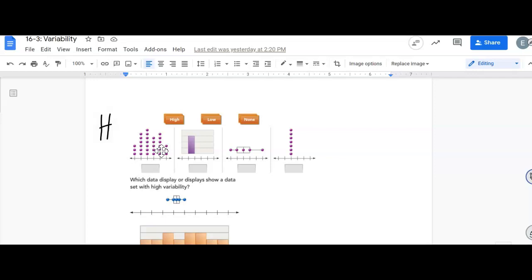The third one, what do you got? Josh. Good, that's high variability. Spread out the whole thing. What about the last one? Maddie. None. That would be none.